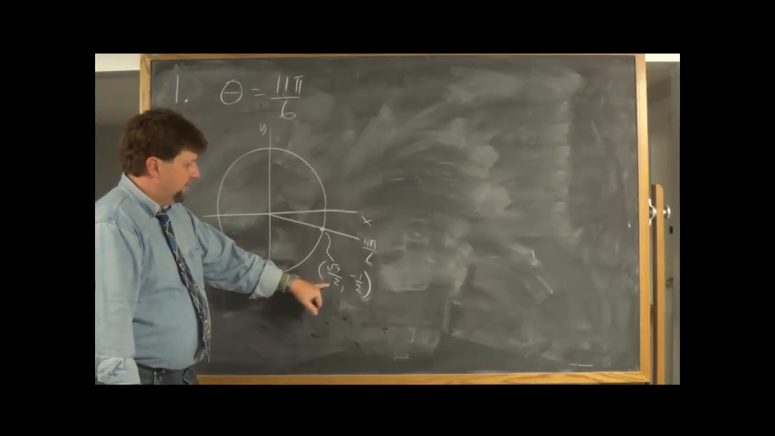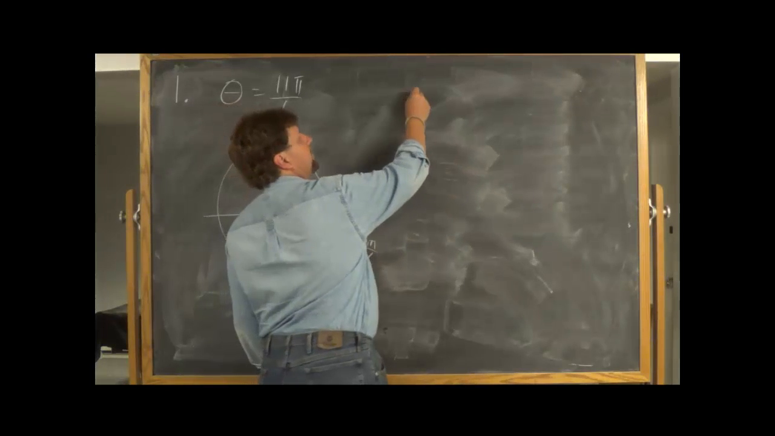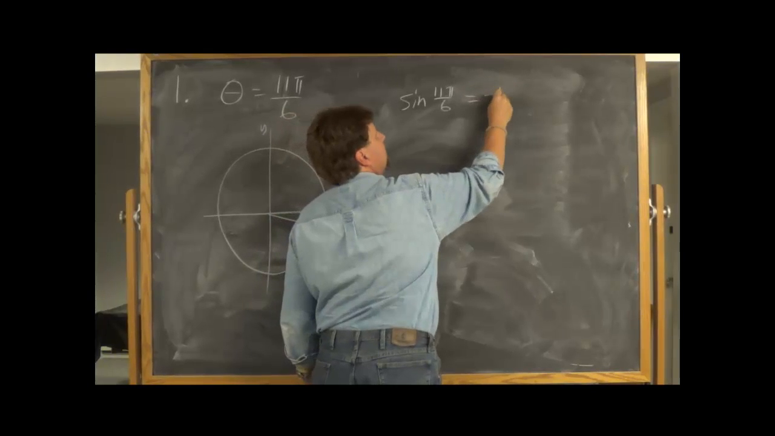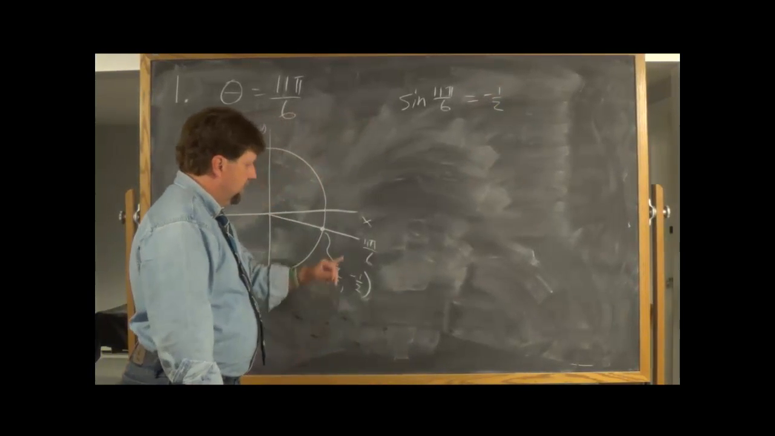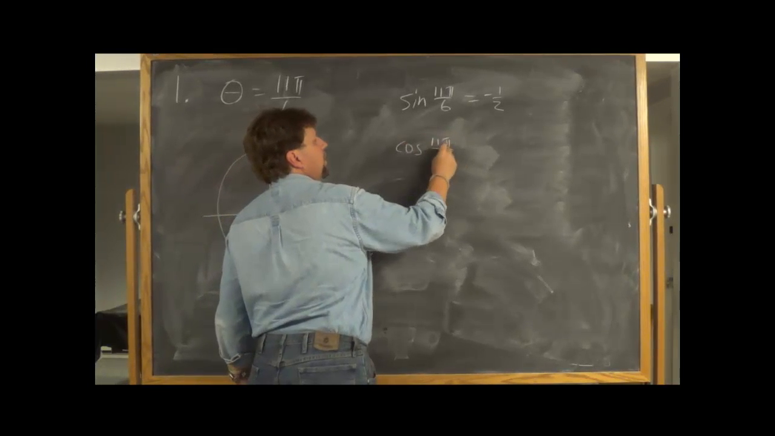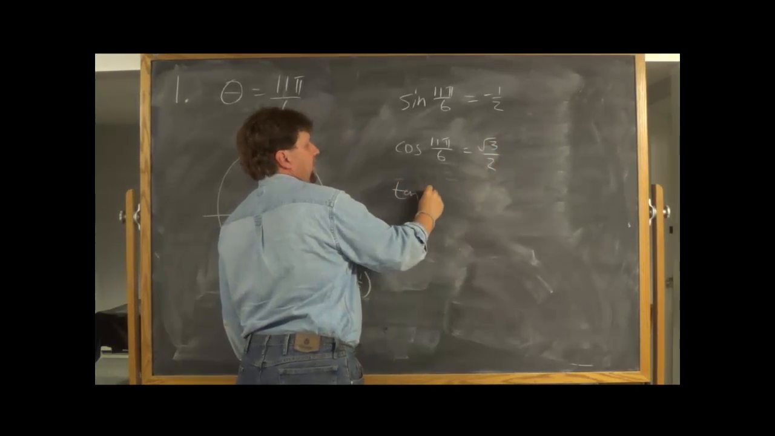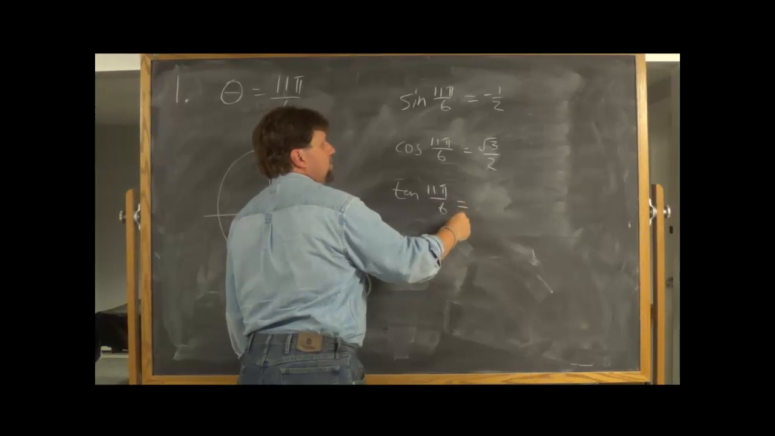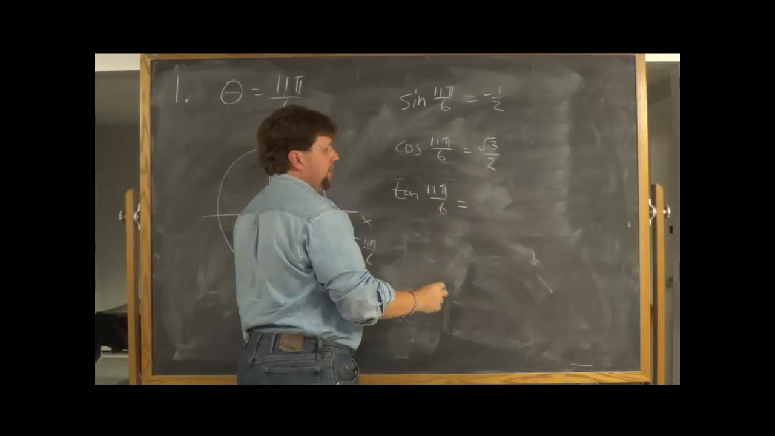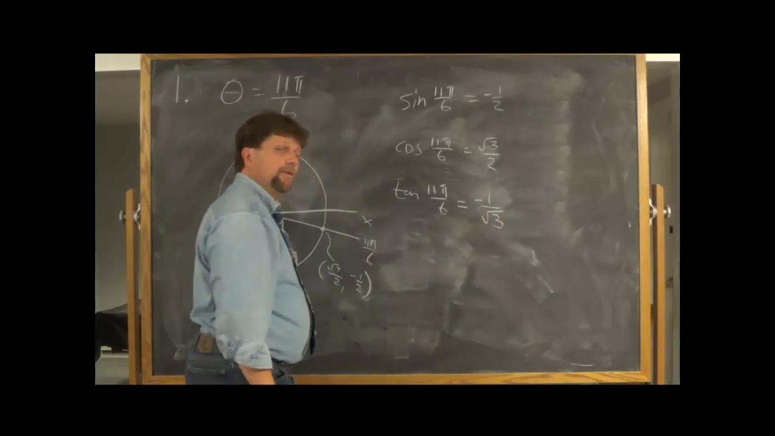And then knowing that the x is cosine and the y is sine, you can quickly determine that the sine of 11 pi over 6 is negative 1/2. The cosine of 11 pi over 6 is square root 3 over 2. And then the tangent of 11 pi over 6, which is just sine over cosine, so that's a negative 1/2 over square root 3 over 2, would simplify to negative 1 over square root 3.